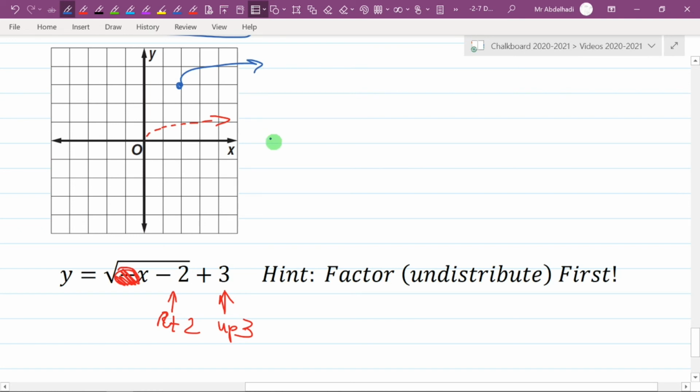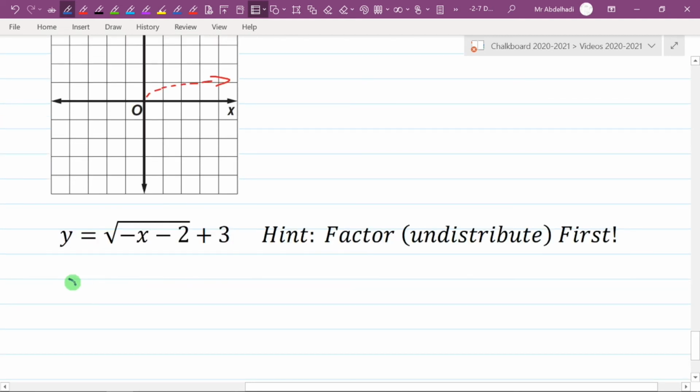That would be it if there was no negative in front of the x. If there was a negative out here, you just flip it upside down, right? But that's not what's happening here. What's happening here is that there is a negative on the x. And if there's a negative on the x, you have to do this undistribute trick first. You have to factor out the negative.